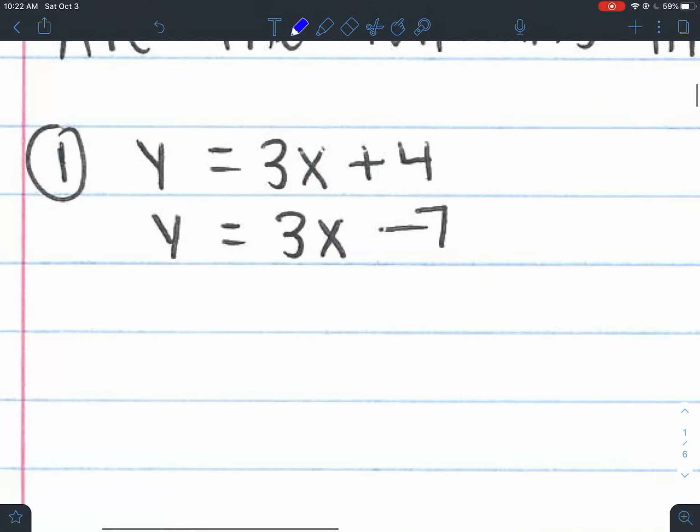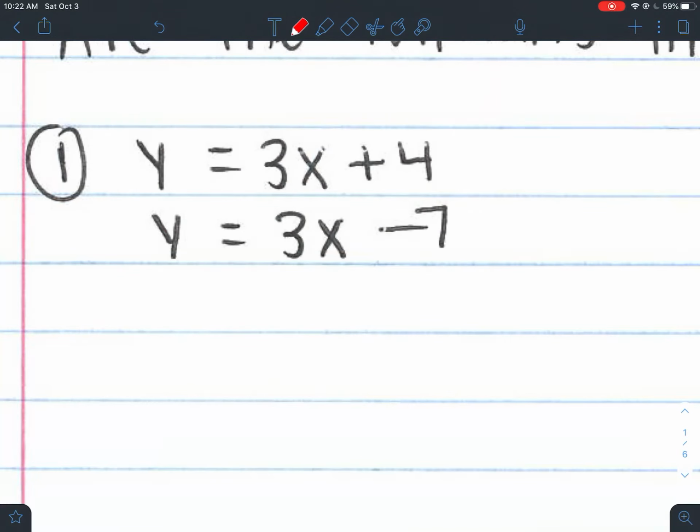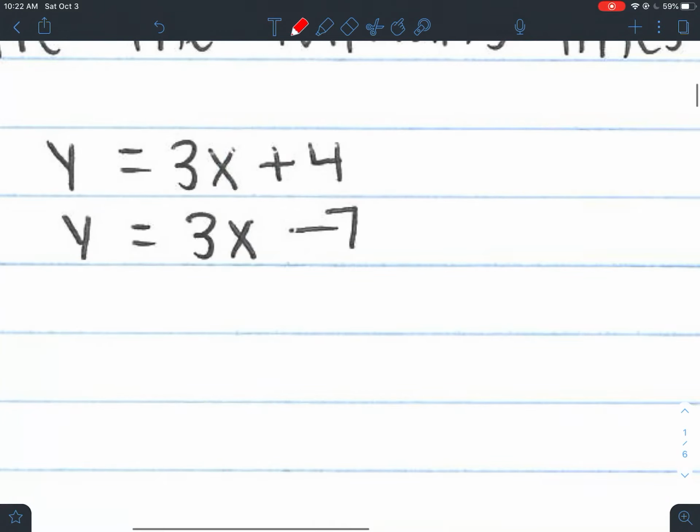So starting with number 1 with the first equation, y equals 3x plus 4, do I know the slope of this line? And in this case, I do. The slope of this line is going to be positive 3. Now, how do I already know the slope? Because the y is by itself, and it's in y equals mx plus b form. If it is in slope intercept form, I know the slope without having to do any work. So our slope here is going to be positive 3.